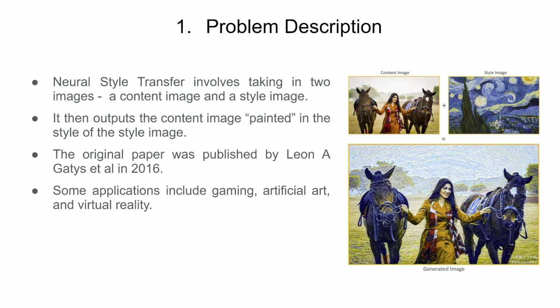In neural style transfer, we have two inputs. One is a content image and the other is a style image. The task is to apply the style image on the content image so that we can get the generated image. The original paper was published by Gatys and others in 2016. Some applications can be gaming, artificial art, and virtual reality.